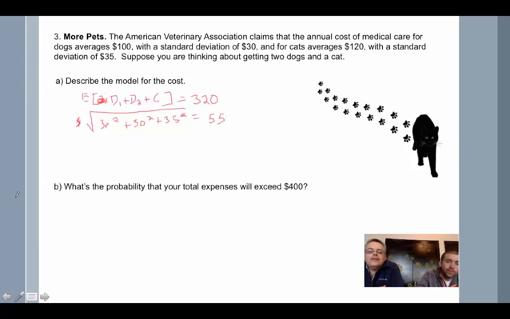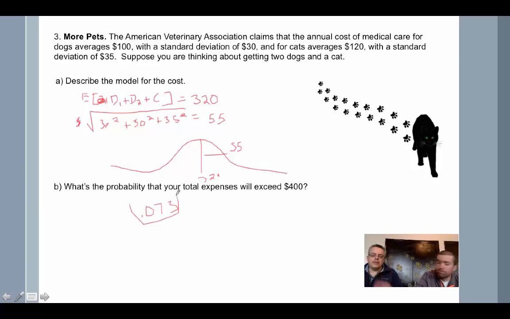Now, since we're assuming that they have a normal distribution, when you add the distribution for 2 dogs and a cat, it has a normal distribution. And so to answer this question down here, what's the probability that your total expenses will exceed 400? We can use the distribution we found, the distribution of total costs. And I got 7.3% of the time.